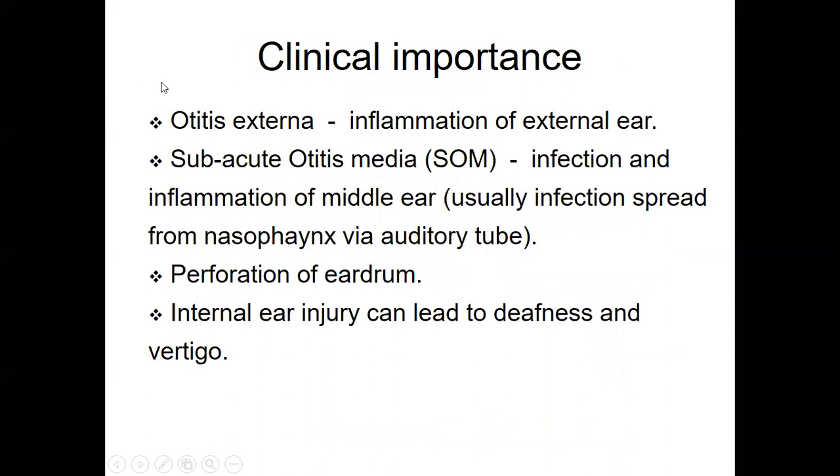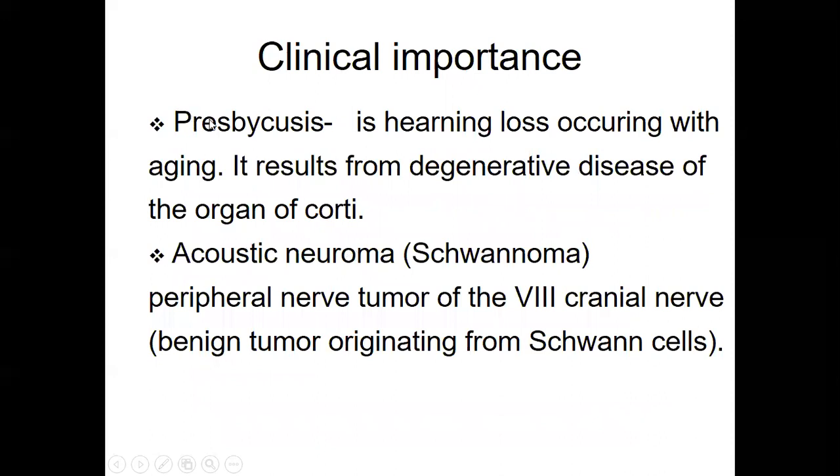What are the clinical points that you need to know? There are a few here. For example, otitis externa involves inflammation of the external ear. Then we have otitis media, the infection and inflammation of the middle ear. Usually infection spreads from the nasopharynx via the auditory tube. Sometimes there is perforation of the eardrum. Internal ear injury can lead to deafness and also vertigo.